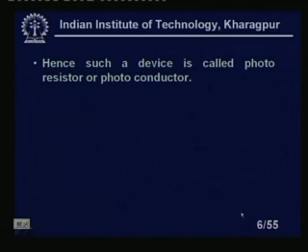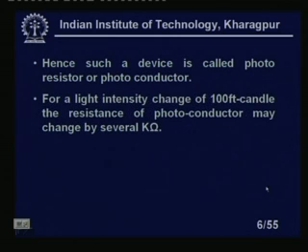Whenever the light falls, there is an increase of charge carriers. As you know, there is a forbidden energy gap, so some electrons will cross that forbidden energy gap and come to the conduction level, which will contribute to the change of concentration of the charge carriers. Hence, such a device is called a photoresistor or photoconductor. Clear? For a light intensity change of 100 foot candle, the resistance of a photoconductor may change by several kilo ohms, right.